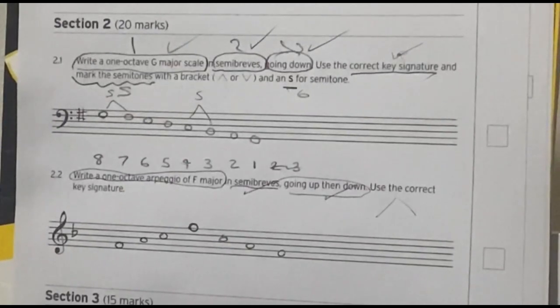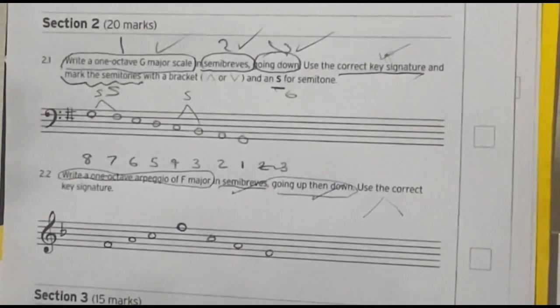Section 3. It says, circle 5 different mistakes in the following music, then write it out correctly. So where are these mistakes? I don't want to spend a long time on this for the visual purposes. I could see this F sharp.